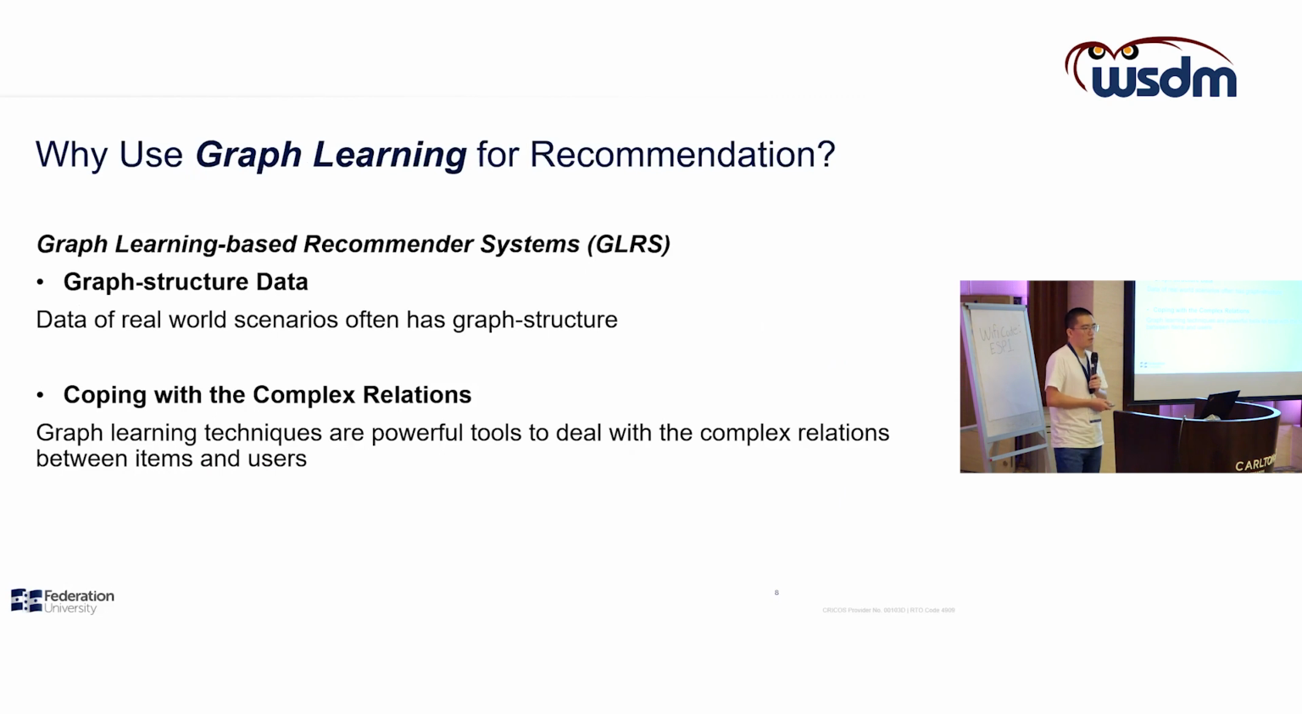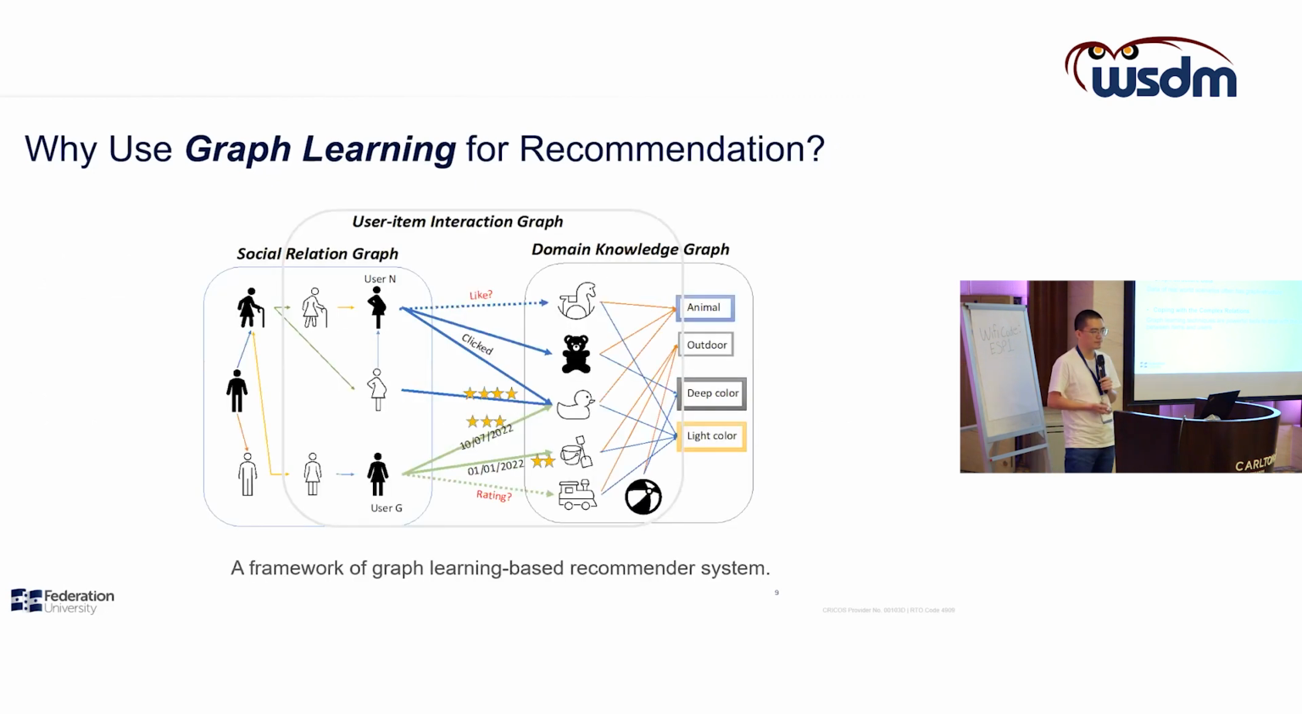So why would I choose graph learning for recommendations? There are two reasons. One is that data in real-world scenarios often has a graph structure. The second is that graph machine learning techniques are powerful tools to deal with the complex relations between items and users. Here is a simple example of a graph learning-based recommender system.